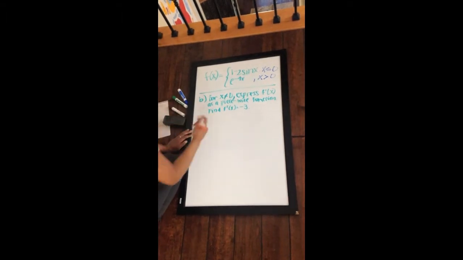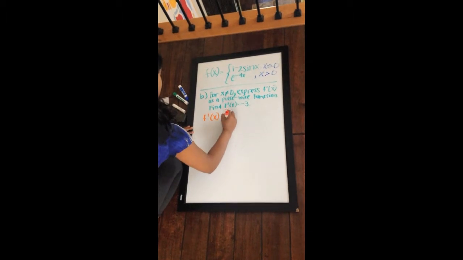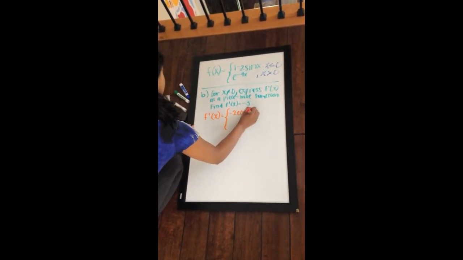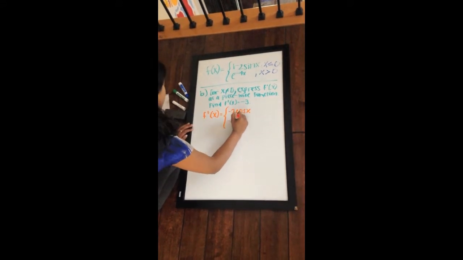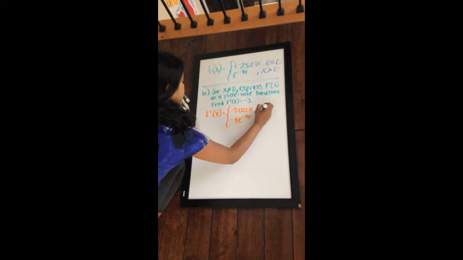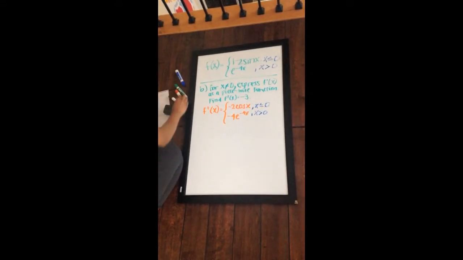Now, first we're going to start by taking the derivative of 1 minus 2 sine of x. The derivative of sine of x is cosine of x, so the derivative of 1 minus 2 sine of x is going to be negative 2 cosine x for the values where x is less than 0, and the derivative of e to the negative 4x is going to equal negative 4e to the negative 4x for the values of x that are greater than 0.